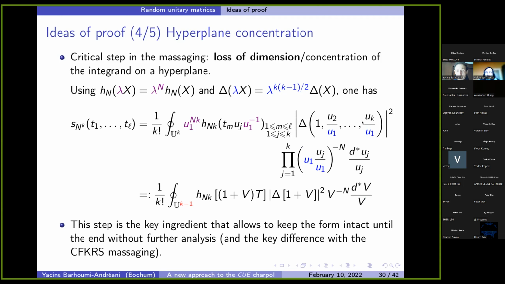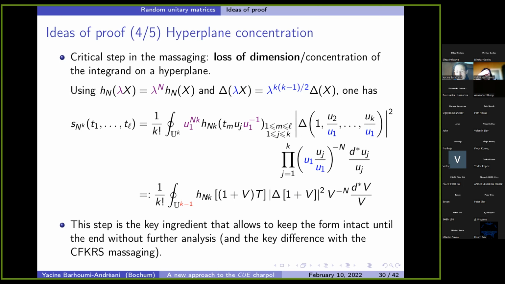So you are in the projective space, let's say. And in fact, you see that you can kill one of the variables of integration, because here you have u1 power nk. Here you have k terms of u1 power minus n. And here the square Vandermonde gives nothing, because you have the modulus of u1, which is on the unit circle. So it's modulus 1. So you integrate over u1. So you can kill one variable.